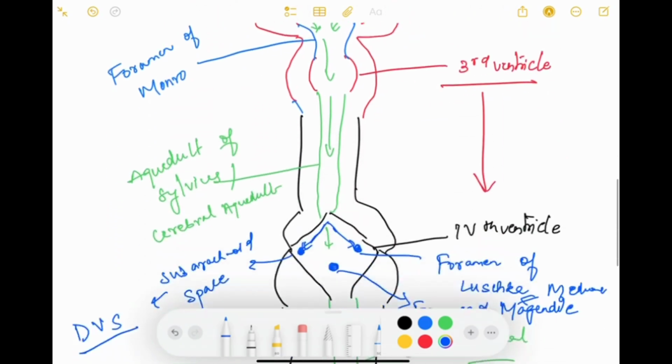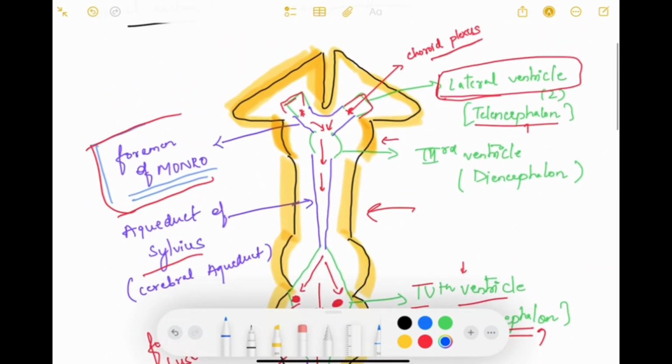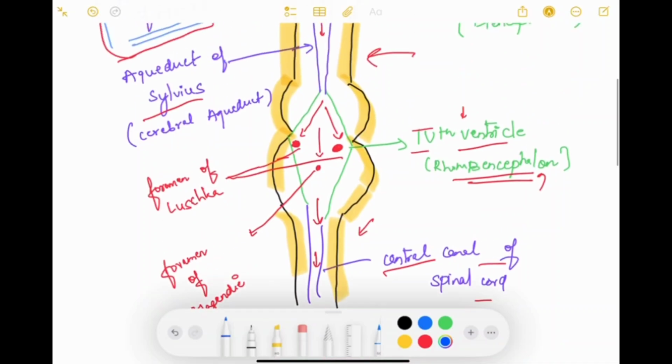I hope you understood this. This was the easiest way I could tell you about the ventricles. Now you can see the animation also after this, so you will get a clear concept of where the ventricles are present.